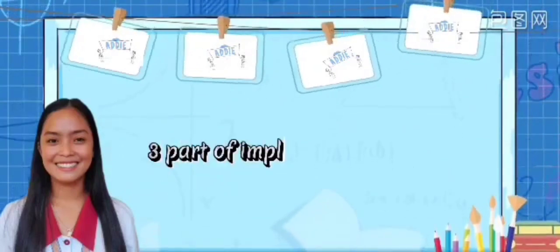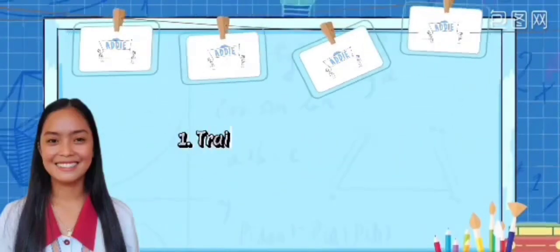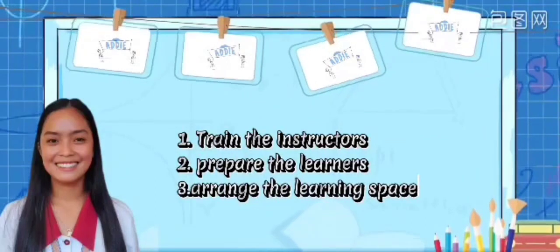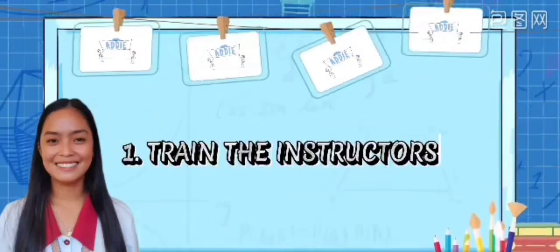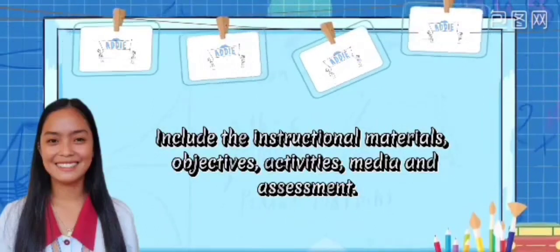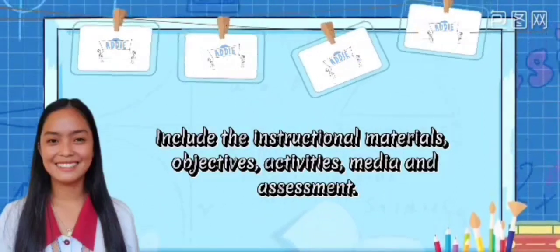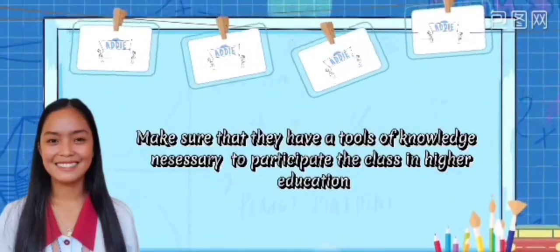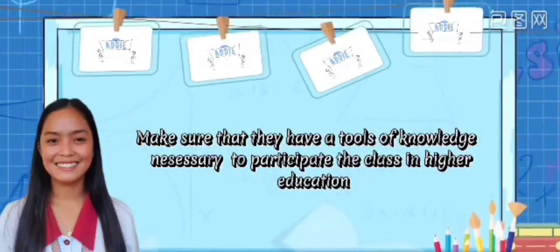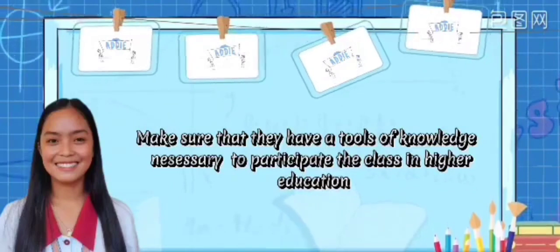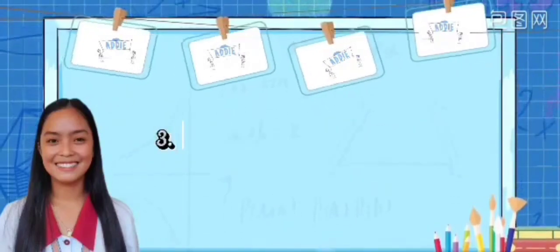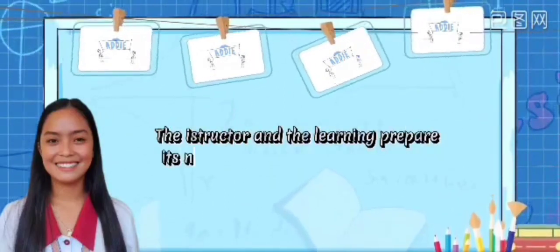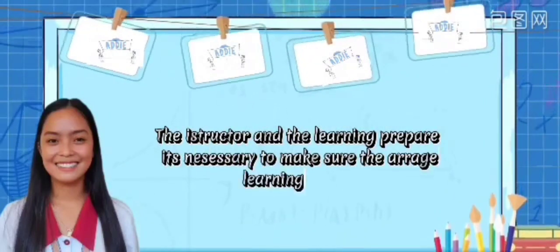There are 3 parts of the implementation phase. First is to train the instructor. Second, prepare the learners. Third, arrange the learning space. First, train the instructor. Include the instructional materials, objectives, activities, media, and assessment. Second, prepare the learners. Make sure they have the tools and knowledge necessary to participate in the class in a higher education setting. Then third is arrange the learning space. Once the instructor and the learners are prepared, it's necessary to make sure the learning space is arranged.